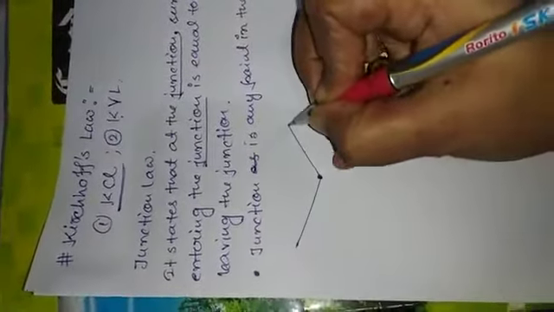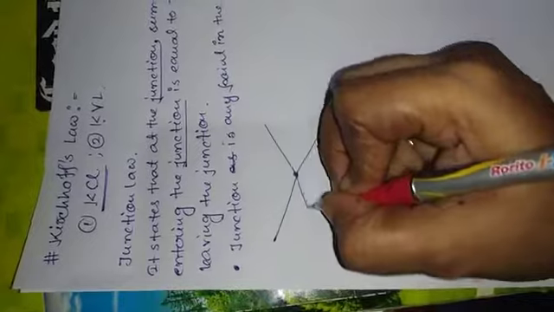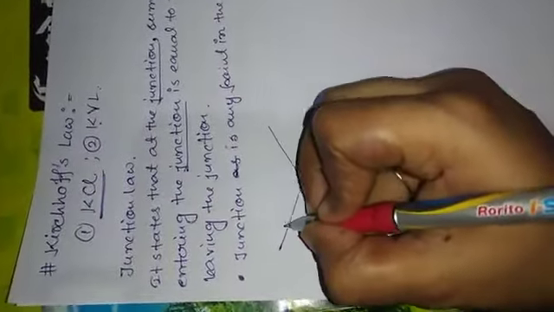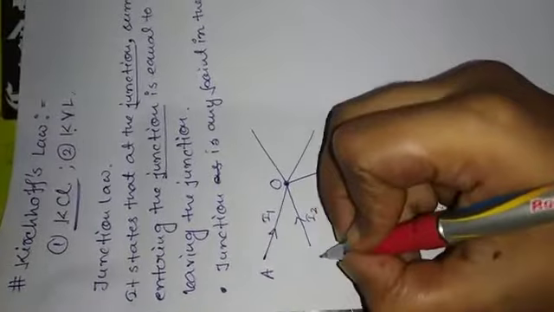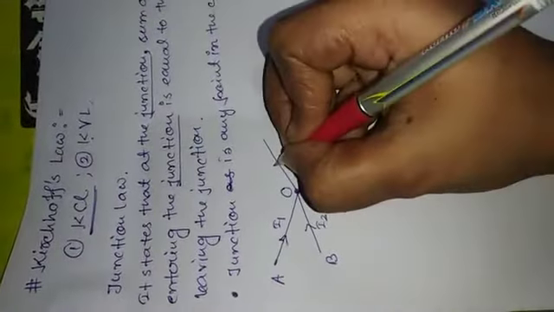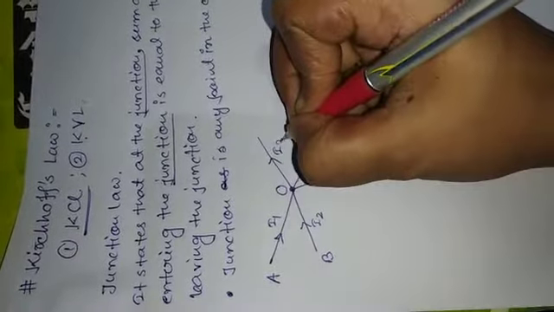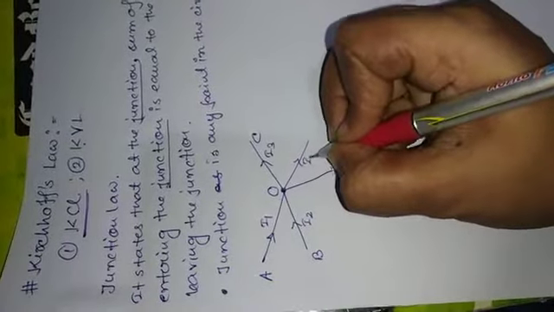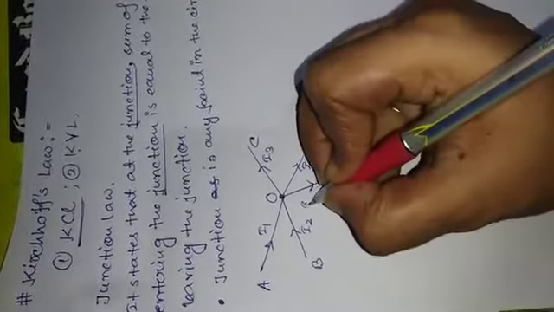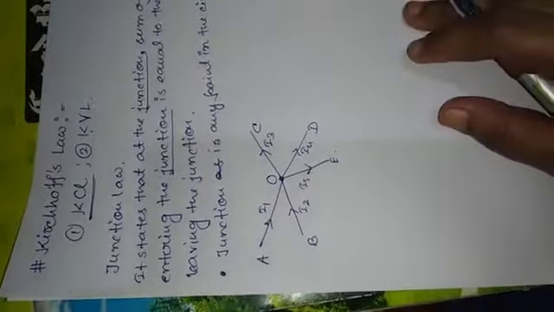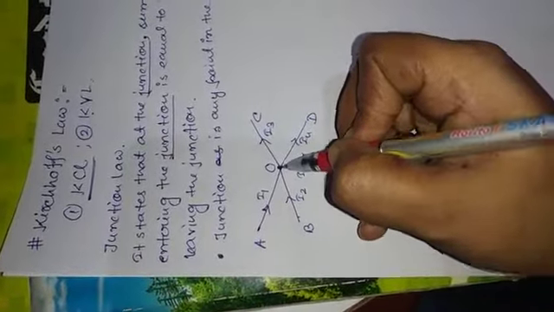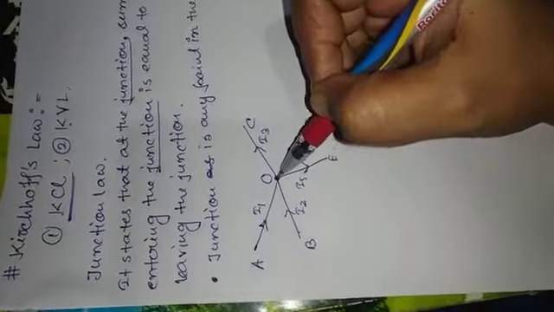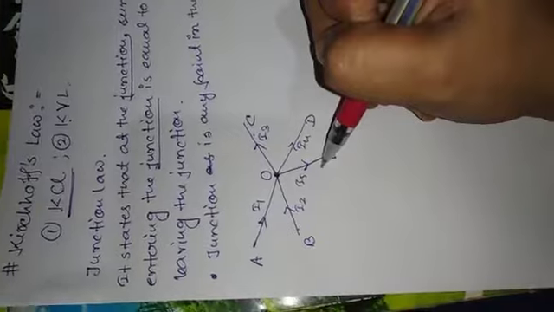Suppose I draw like this. I1 is there. This is the point A. This is junction point O. I2 here, I3 here, I4 here, and I5 here. Here look, I1 and I2 are entering, and from this point O, I3, I4 and I5 are leaving.